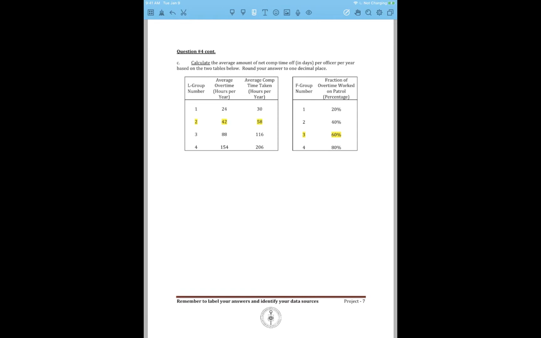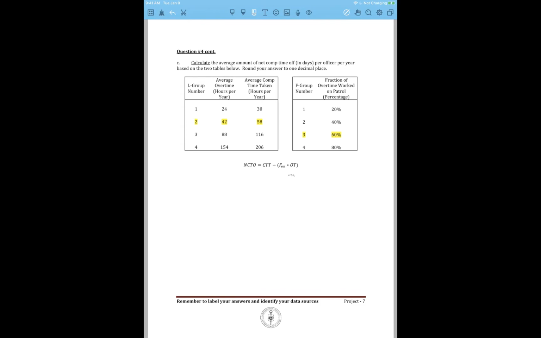And then I have to switch my groups because I'm in F group 3, and the fraction of patrol time worked in patrol is 60%. You're going to simply plug these numbers into your formula to come up with the answer. And then you'll have an additional step, as you'll see. So as I do this calculation, NCTO equals comp time taken minus the fraction times the overtime.